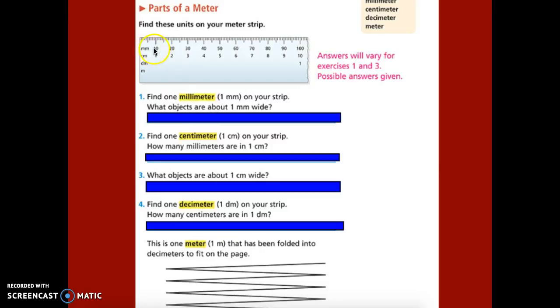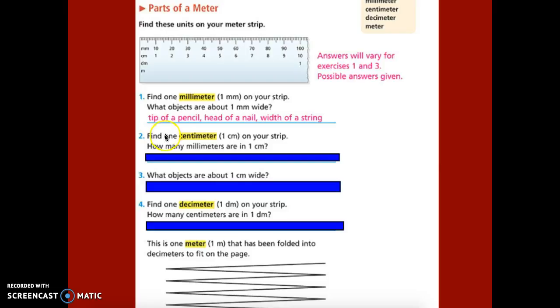So millimeter, this is 10. There's 10 little lines. So this little dot right here is 1 millimeter. The question is, what objects are about 1 millimeter wide? Well, some examples would be the tip of your pencil, the head of a nail, or even the width of a string. It's a very small amount.